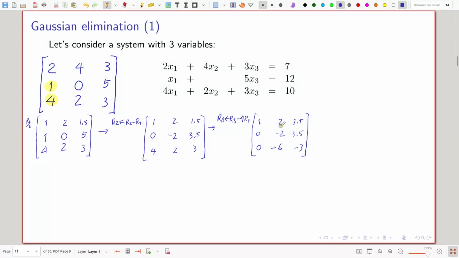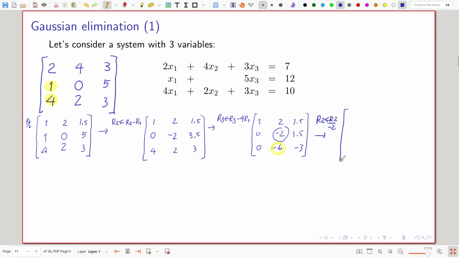Okay, again, it will be easier for me to have 1 here, right? Because if I have 1 here, I can eliminate. My goal is to eliminate this guy. So I would do this. I would say R2 equals R2 over minus 2. I divide the whole thing by minus 2.